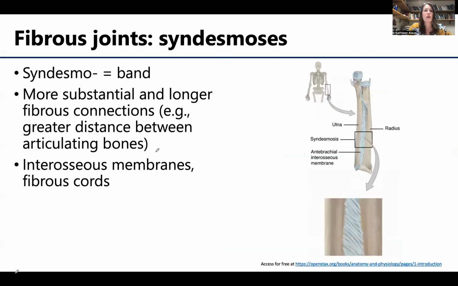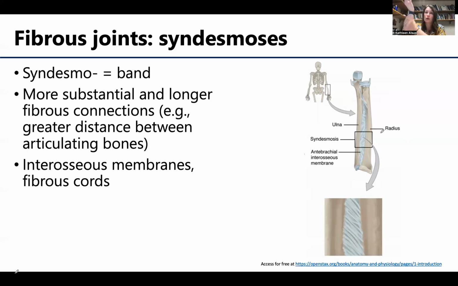And then last, and one of my personal favorites, are going to be the syndesmoses, or syndesmosis if we're talking singular. And syndesmo means a band. So really the fibrous connective tissue between the bones is going to be more like a band-aid between the two bones, and they're going to be longer. Okay, so you can see that here.